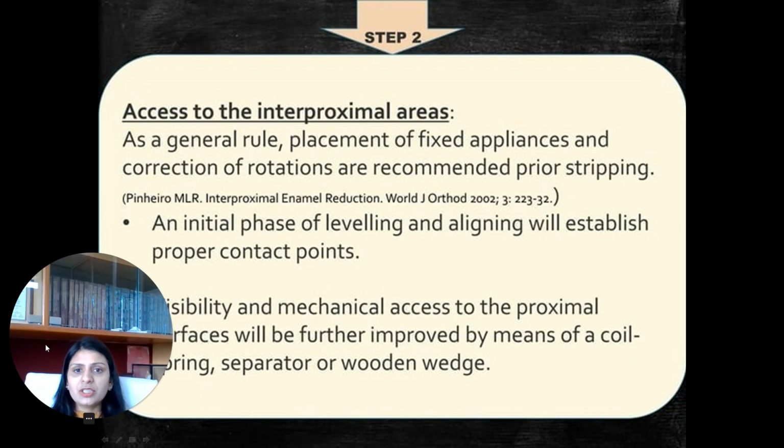Then is access to the interproximal areas. As a general rule, placement of fixed appliances and correction of rotations are recommended prior to stripping. So the initial phase of leveling and aligning should be done before going for proximal stripping. Whenever there is no proper contact between the teeth, you should not go for proximal stripping. First, create a proper contact or proper access to the area, then go for interproximal reduction. So I would advise you to place an open coil spring or at least a separator before going for proximal stripping.